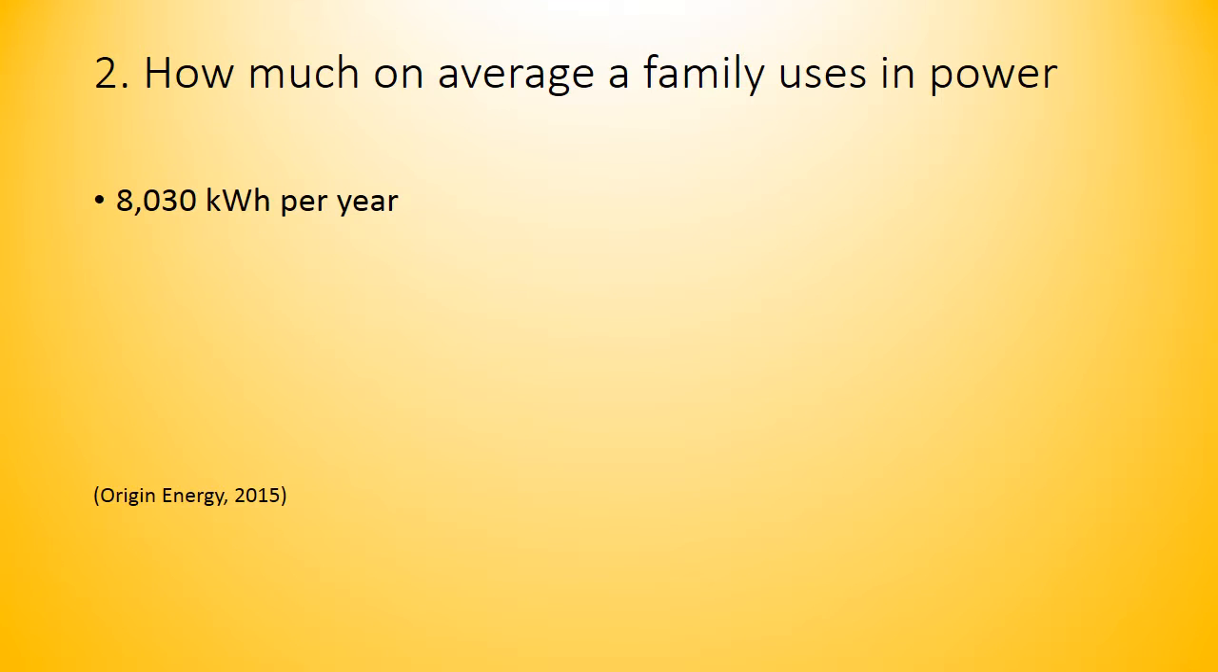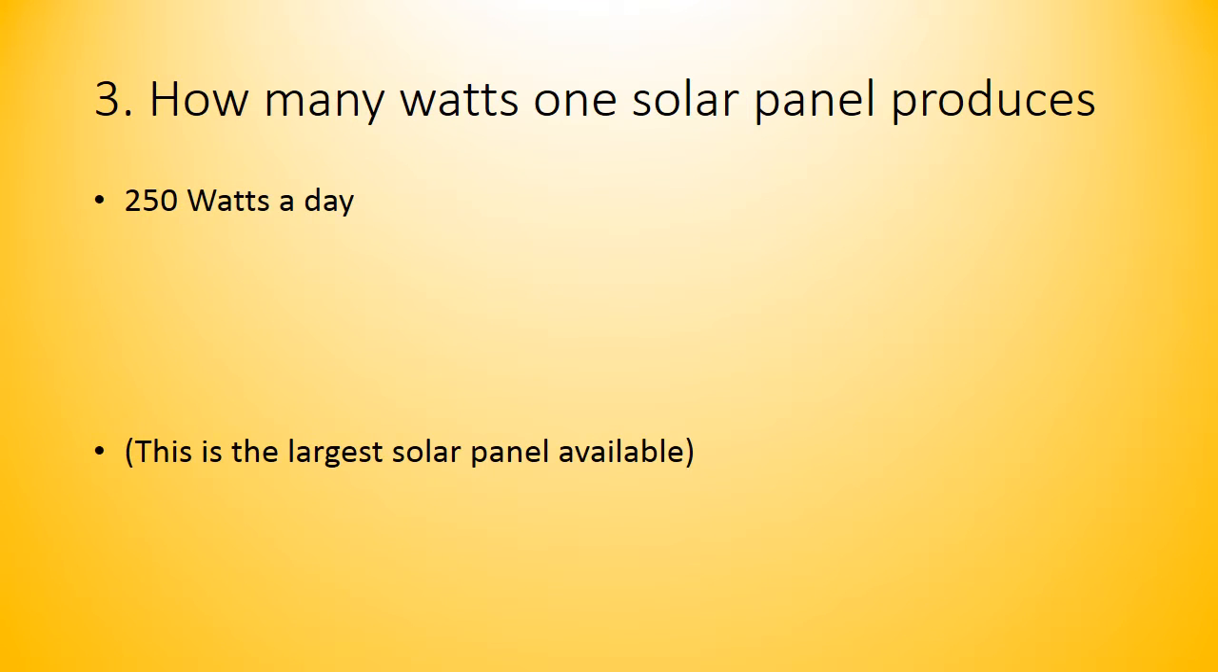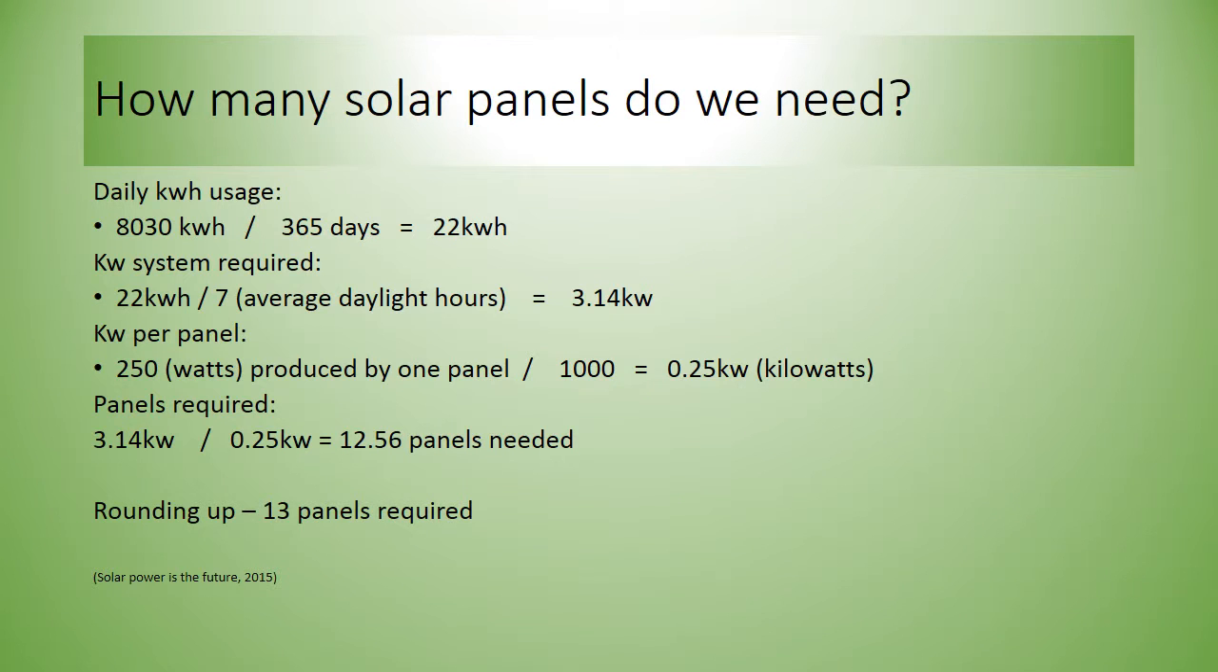How much does one average family use per year in electricity? According to Origin Energy, householders use 8,030 kilowatt hours per year. Now, the largest solar panel on the market produces 250 watts. Here are some divisions to help us work out how many solar panels we need.